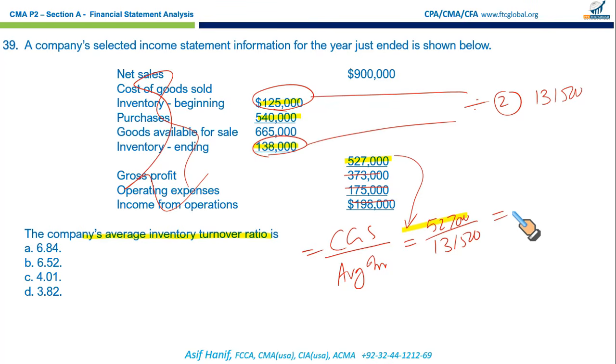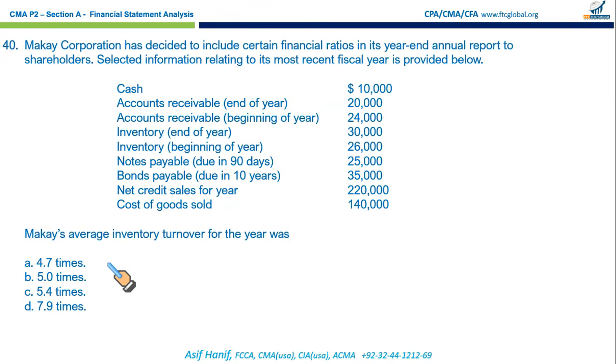Excellent. So 527,000 upon 131,500 gives you 4.0076, which is approximately 4.01. C. Perfect. Hope you got it right. Excellent. Next question says inventory turnover for the year in times.